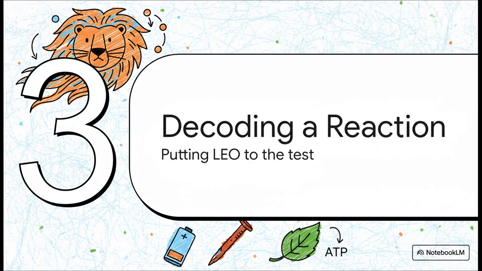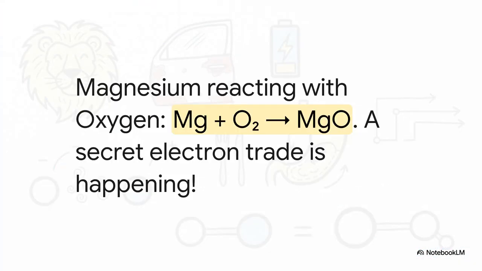Okay, so we have our secret code. Now let's put it to work. It's time to go from just talking about it to actually using it to decode a real chemical reaction. We're going to use a classic example. It takes some solid magnesium, react it with oxygen gas, and you get magnesium oxide. Now on the surface, it looks pretty straightforward. But underneath, there's that secret electron trade happening.